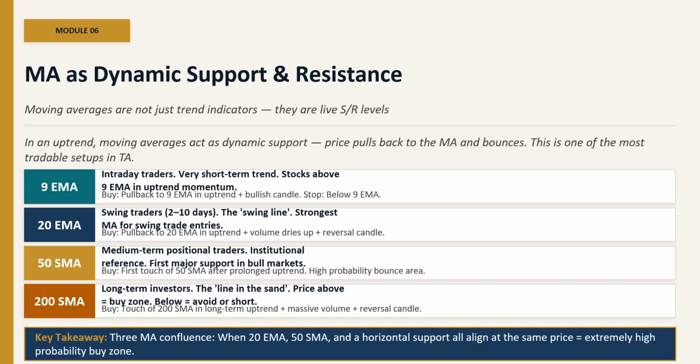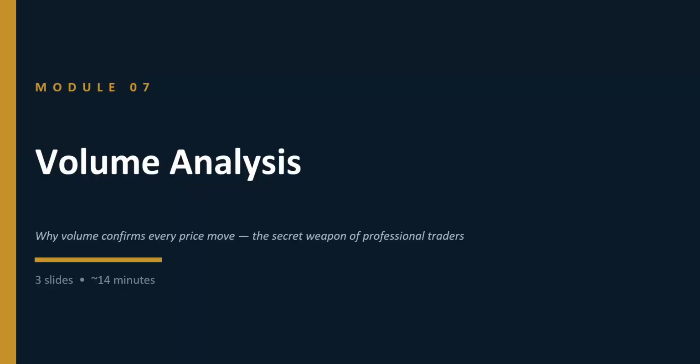The 200 SMA touch in an uptrend is the deepest institutional buy zone. It only happens during significant corrections. But when it does, and when volume is high and reversal candles form, it is one of the highest probability long entries available in the entire market. Moving averages tell you trend direction. Volume tells you conviction. Module 7 is volume analysis.